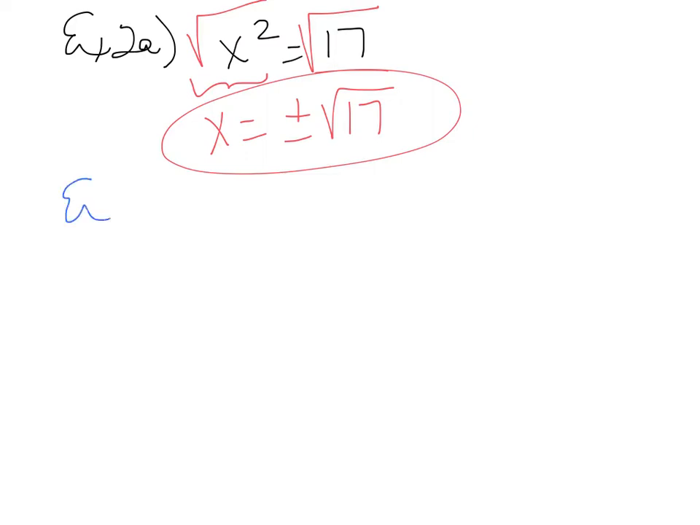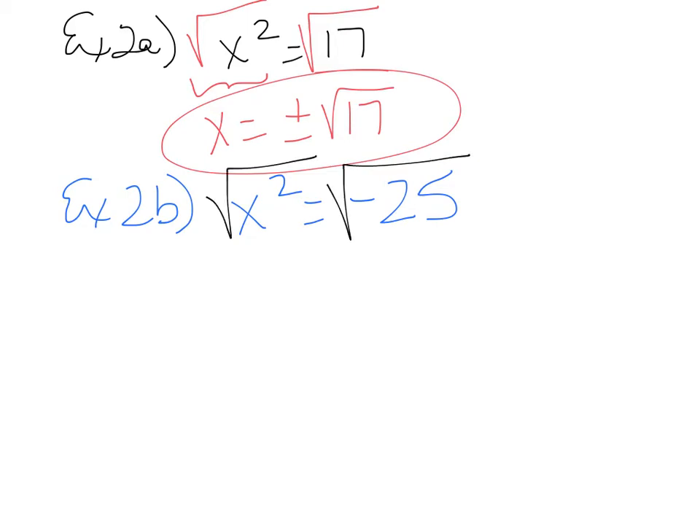Example 2b, x squared is equal to a negative 25. Again, we want to isolate that squared term. Check. What's next? Square root this guy. Anytime you physically make the square root symbol, what do you have to write? Plus or minus. I'm going to keep saying that over and over again. Get that drilled into the old noggin there. Soak that up. Anytime you make the square root symbol, you always have to write plus or minus.